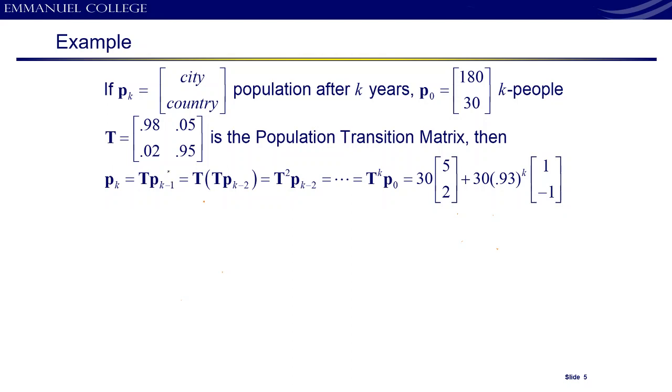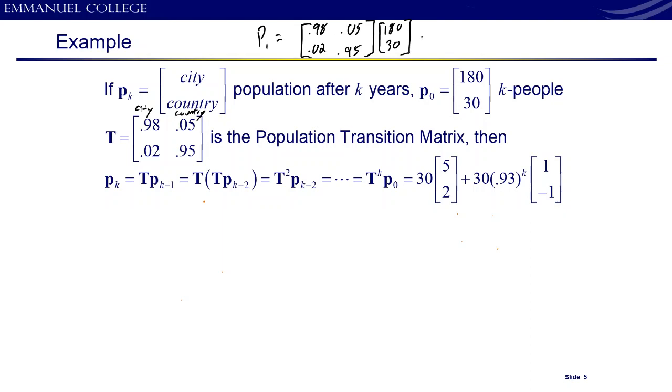So basically what it says is this is the amount of people that will stay in the city, and this is the amount of people from the country. Notice if I multiply up here, we'll do the first one. We won't calculate it. So 0.98, 0.02, 0.05, 0.95 times 180 times 30. And so this is the population in each after 1 year.